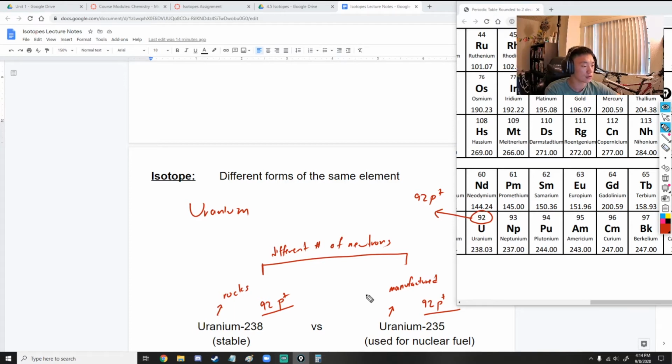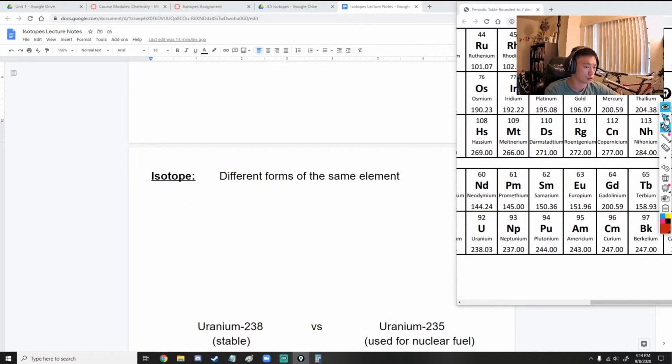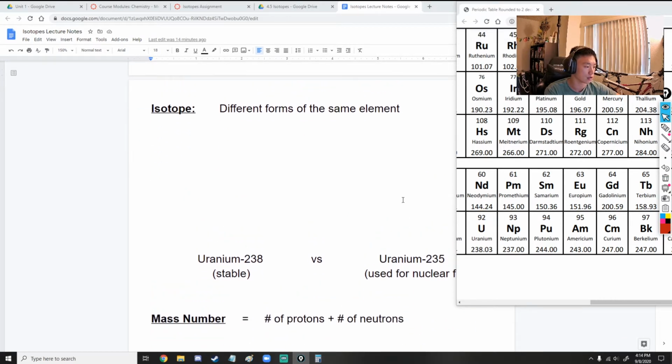So how do we figure out how many neutrons they have? It's actually very, very simple. All we need to do is look at something called the mass number. Make sure you guys write down this formula because we will be using this for our assignment and for the rest of this lecture. The mass number is the number that's in the back of an isotope. Whatever's in the back of the isotope is called the mass number.